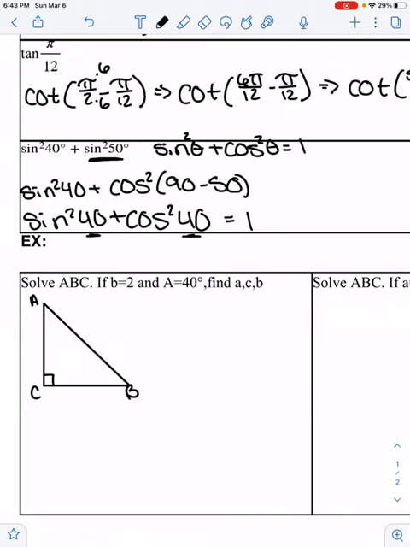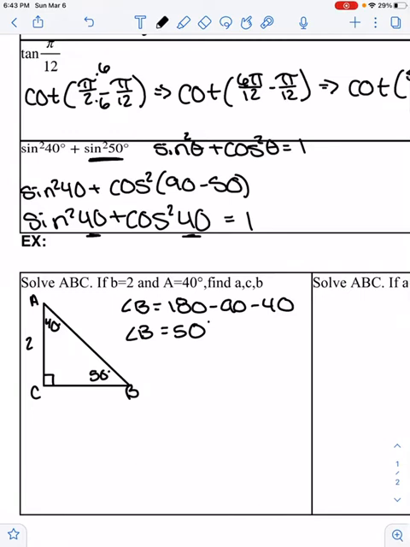So one thing we know is that angle A is 40 degrees. And we know little b is 2. So across from angle B, that side is 2. Now find all the other missing pieces. If we remember, triangles add up to 180 degrees. So angle B equals 180 minus 90 minus 40. So angle B equals 50 degrees. And then go back and make sure that you label your triangle.